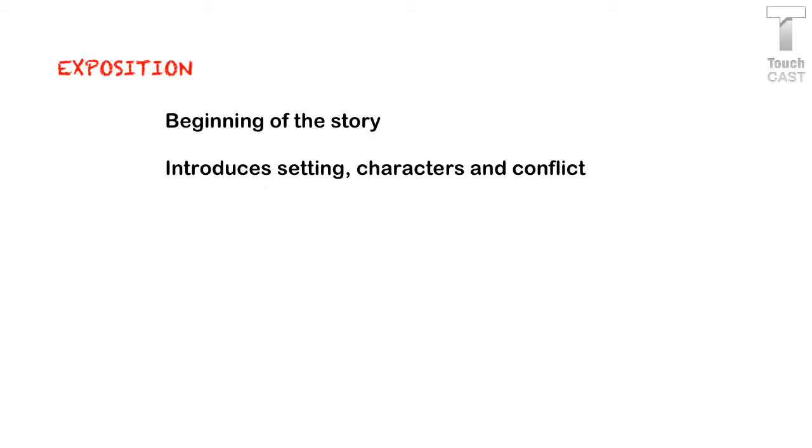So the first stage of plot is called the exposition, and the exposition is the beginning of the story, and it introduces the setting, the characters, and the conflict. We'll talk about setting first. Setting is when and where a story takes place. In order to describe the setting of a story, you need to make sure you include both when and where.